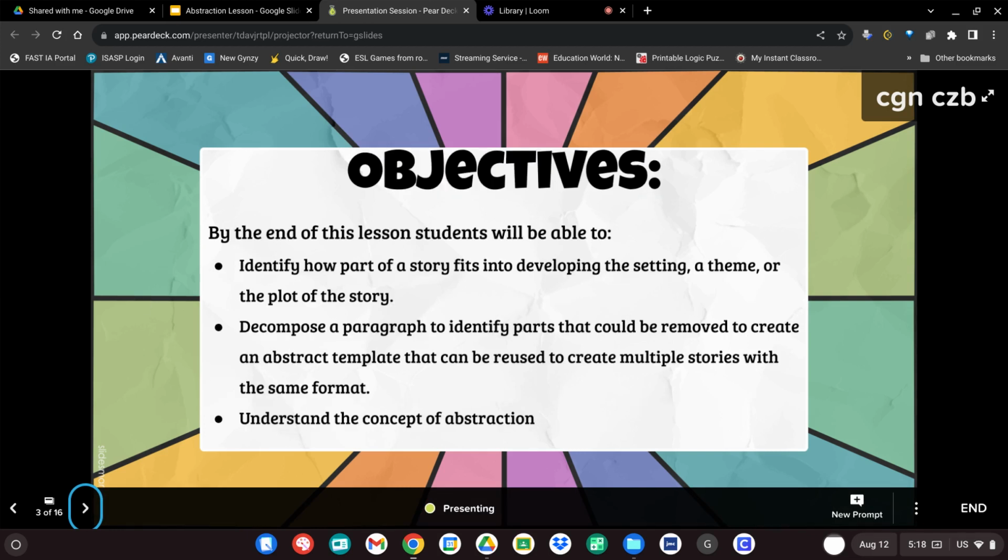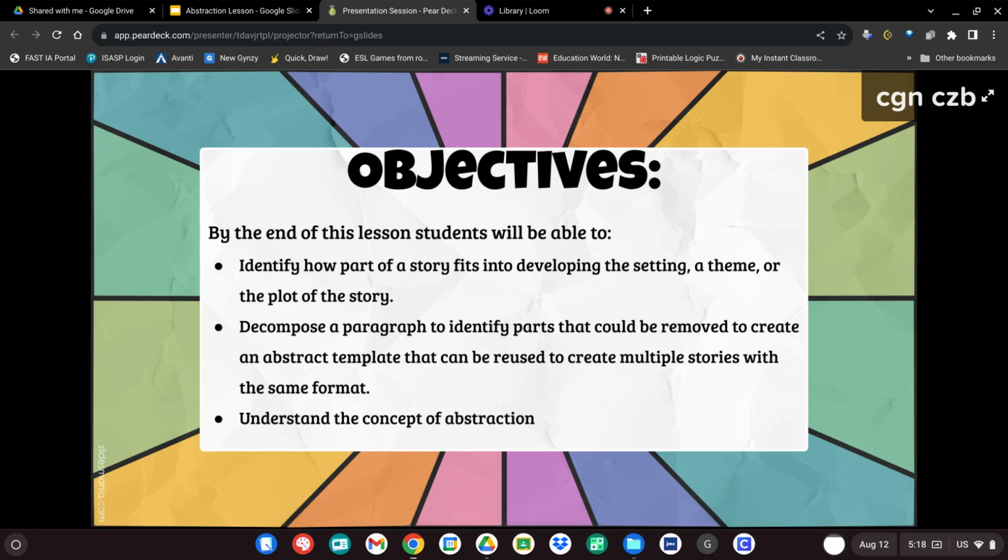Our student objectives are, by the end of this lesson, students will be able to identify how part of a story fits into developing the setting, a theme, or the plot of the story. Decompose a paragraph to identify parts that could be removed to create an abstract template that can be reused to create multiple stories with the same format, so a Mad Lib type story. And understand the concept of abstraction.